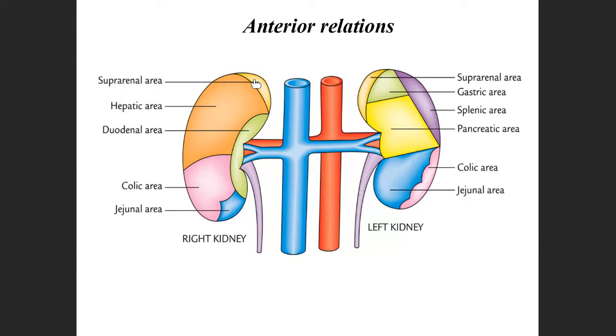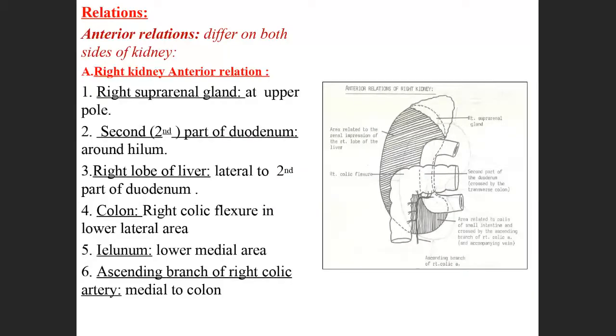Okay, next. What is hepatic area? Hepatic means the liver. Everything is in the slide only. Right lobe of the liver, lateral to this right lobe of the liver, that is the hepatic area. In this picture you can read, area related to the right biggest lobe of the liver.